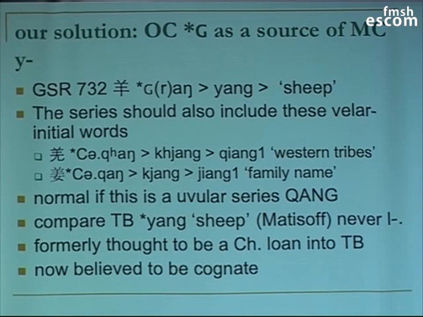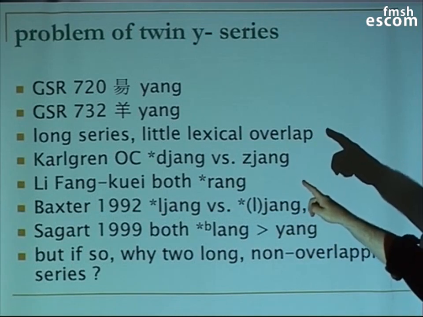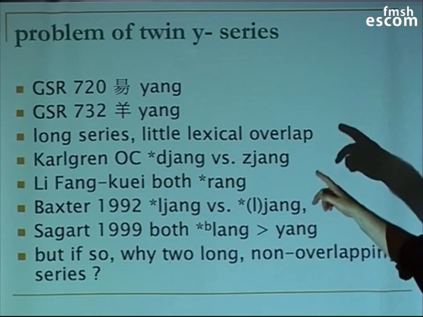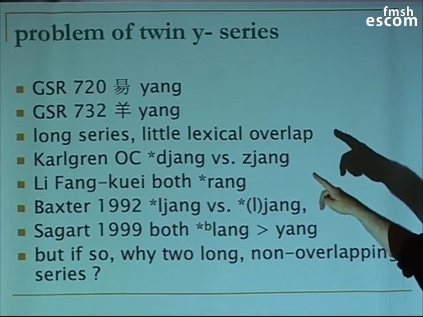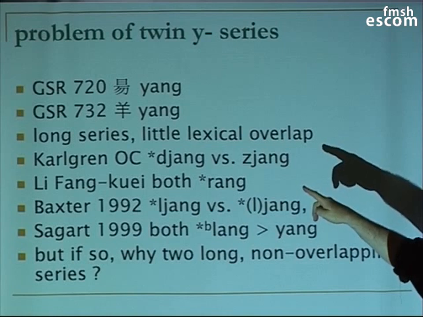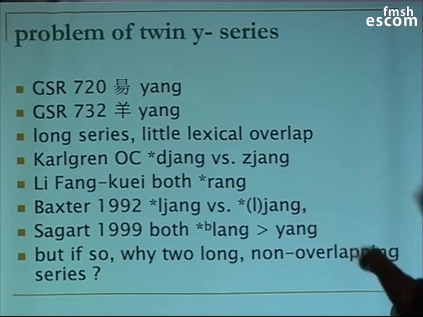Now, our solution is to say that there are two sources for Middle Chinese words. One from L, the Lang, the first one, 720. And we do indeed find Tibeto-Burman words with L corresponding to words of that series. And the second one was capital G, Yuyu.